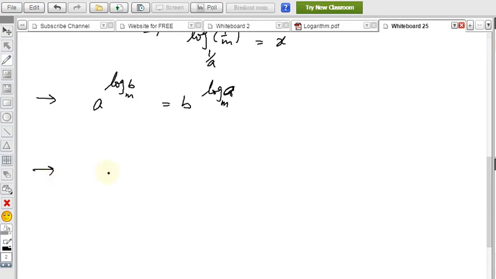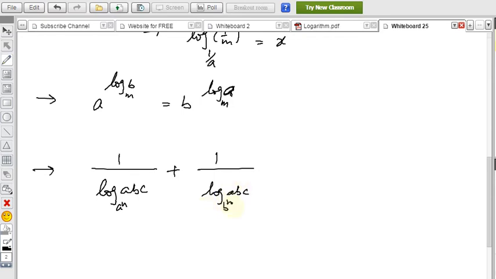The next property is related to the cyclic order type. This will come in properties: 1 by log of a into b into c to the base a to the power n, plus 1 by log of a into b into c to the base b to the power n, plus 1 by log of a into b into c to the base c to the power n. So this value is equal to n.